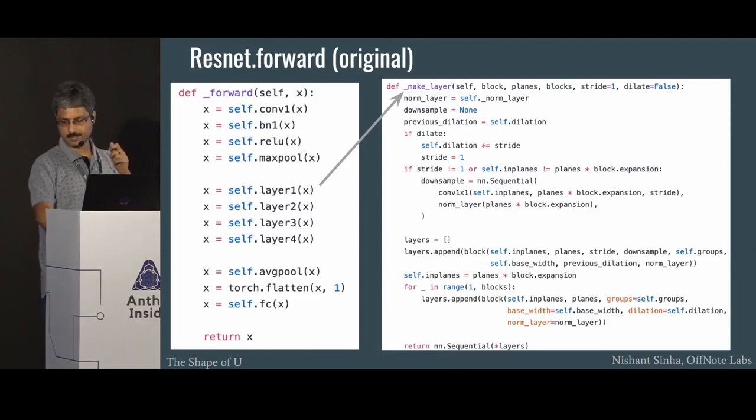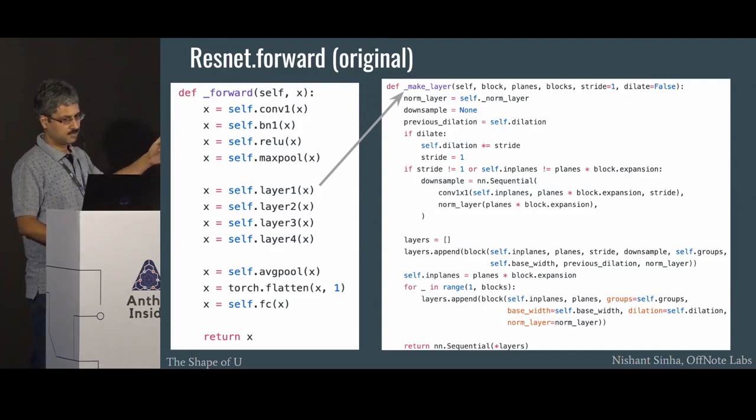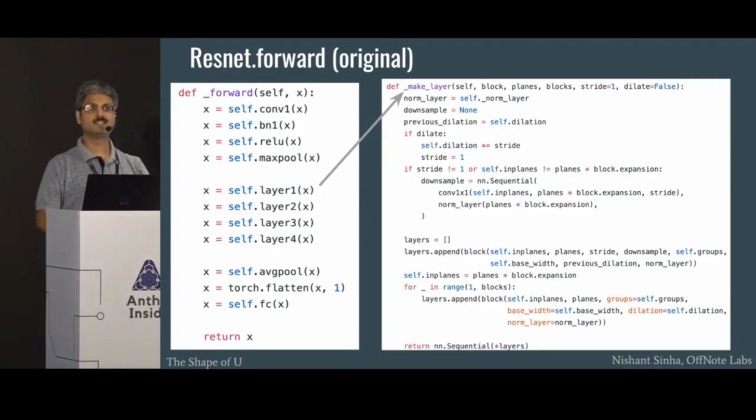Okay, so a quick example. Yeah, this is the ResNet. How many people know ResNet? It's the core block of vision networks. And this is the forward function on the left. You can scroll down, it's very easy to read. If you want to understand what shape changes are going on here, you have to go and read the layer 1 function, which is make layer, and you can try to decipher that piece of code.